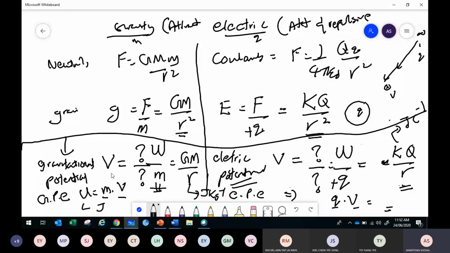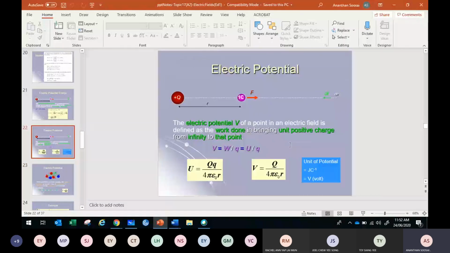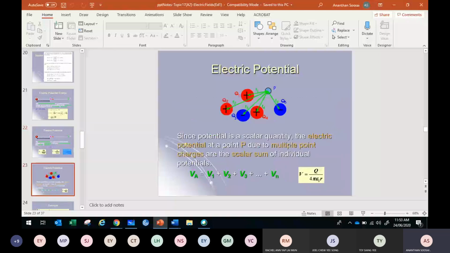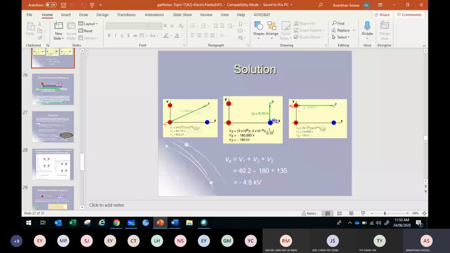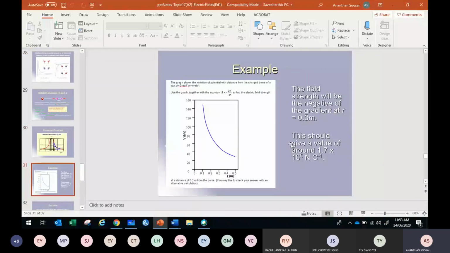I don't want to move forward. Tomorrow we'll be discussing gravitational potential energy and its counterpart, electric potential energy. Tomorrow you can go through the slides. Imagine gravity in your mind as you read through, and you can understand. Tomorrow I'll go through electric potential and gravitational potential, then we finish this topic.